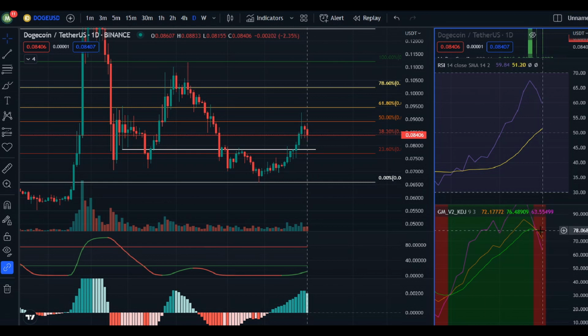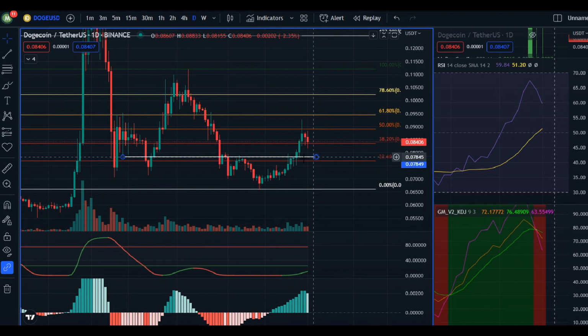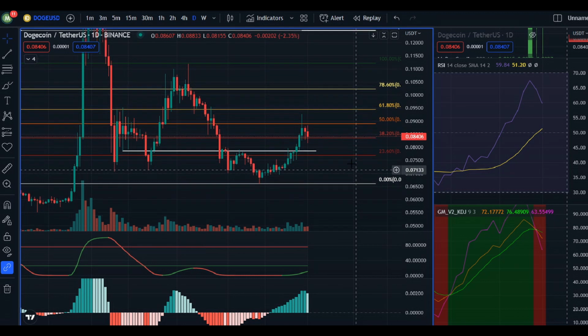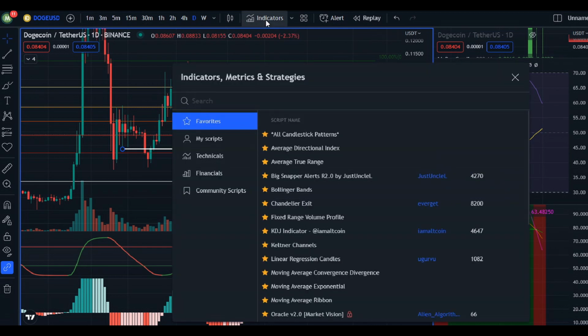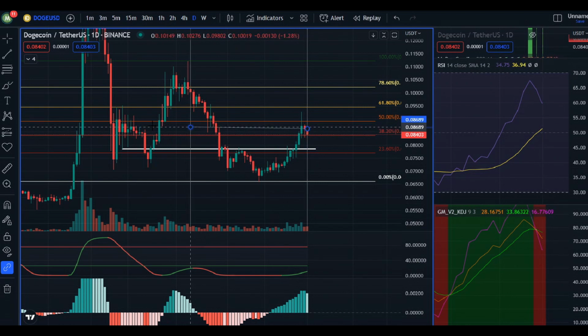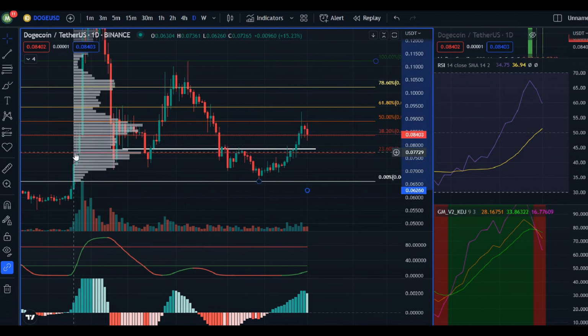Now, alongside what we can see is an area of support, a few of our candlesticks on a daily time frame coming down to the 0.07849. Now I'm going to pull out this indicator called fixed range volume profile, and this will give us the volume at the dollar amount in this range as well. So here we can see a good area of supply and demand at this node at 8788, between 50 and 38%.